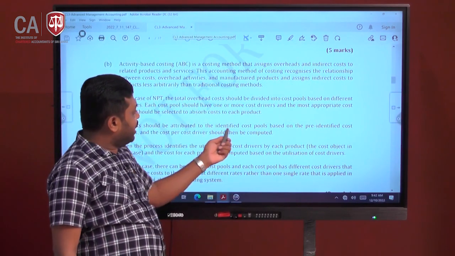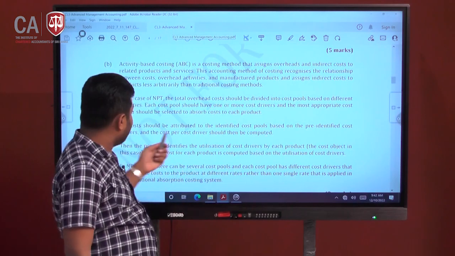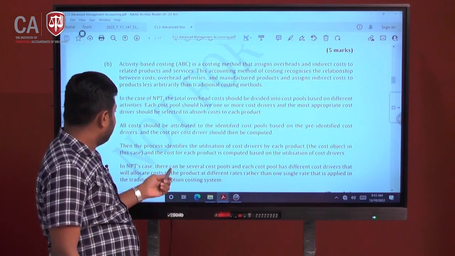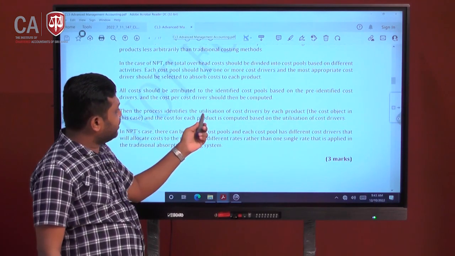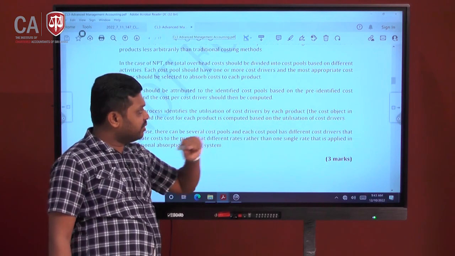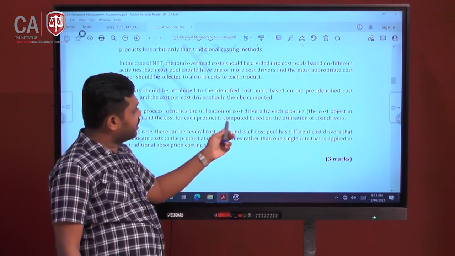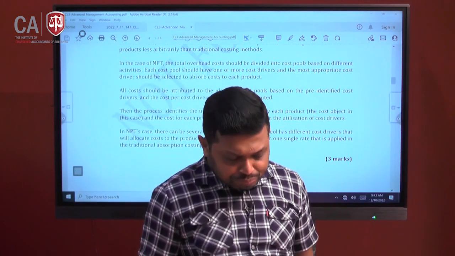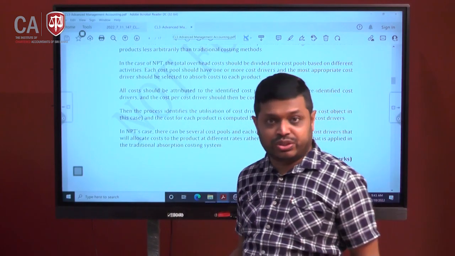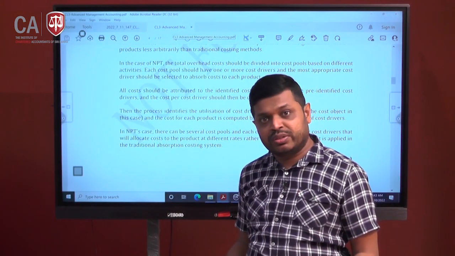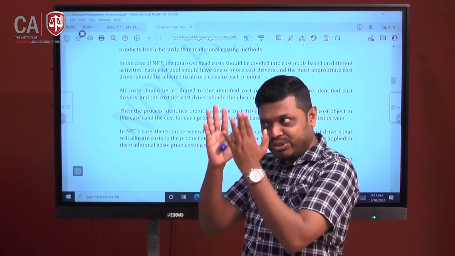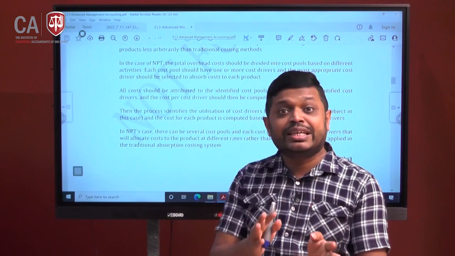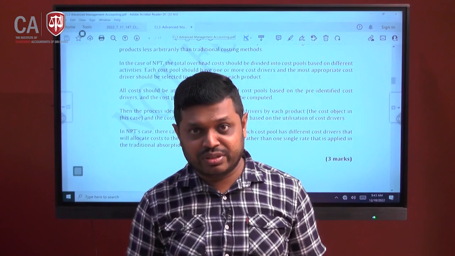All costs should be attributed to the identified cost pools based on the pre-identified cost drivers, and the cost per cost driver should then be computed. Then the process identifies the utilization of cost drivers by each product, and the cost for each product is computed based on the utilization of cost drivers. I will say production running cost or setup cost, that setup is an activity. Then based on the number of setups taken, you can allocate the setup cost to each product or service, right.